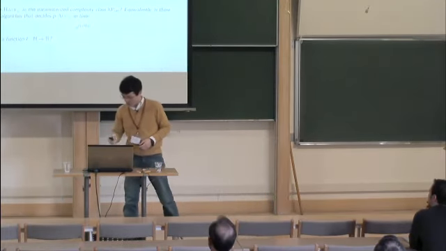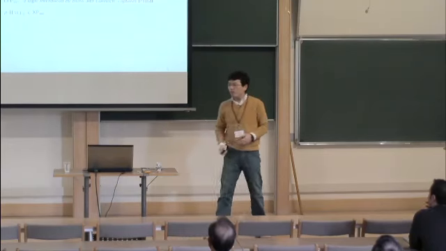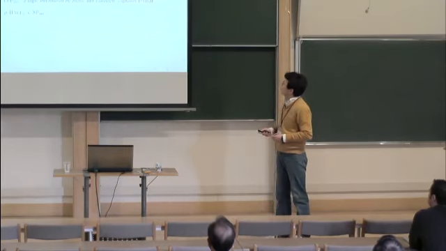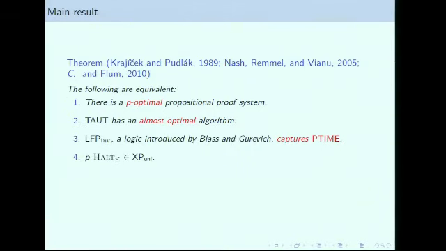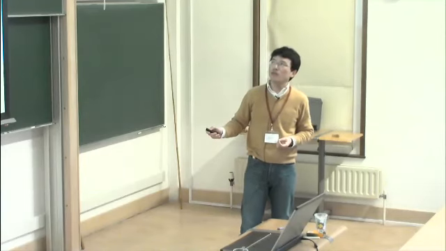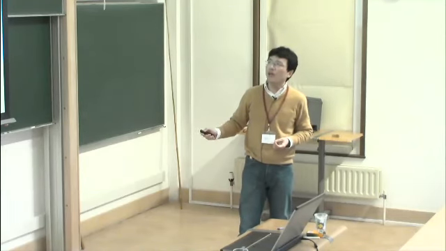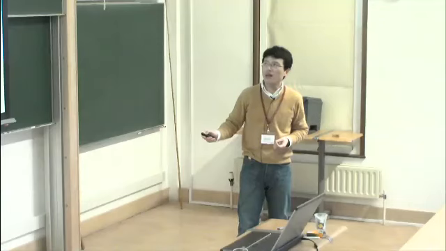So these are the four problems we will be talking about in this talk. Due to a series of results, starting from Krajicek and Pudlak and later Nash-Williams and Viano, and also me and Froome, we now know these four things are equivalent. The first is there is a p-optimal propositional proof system, an optimal proof system. The second, TAUT has an almost optimal deterministic algorithm. The third, LFP invariant, a logic introduced by Blass and Gurevich, captures P-time. And the fourth, the halting problem is in the class XP uniform. So these four things are equivalent.